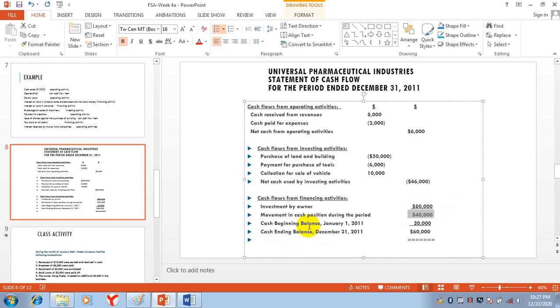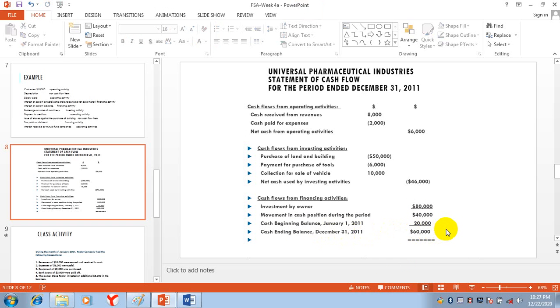Now cash beginning balance, January 1, 2011. At the start of the year, our cash balance was 20,000. So what will be our total balance of cash? 40,000 plus 20,000. So we got 60,000 as cash ending balance on December 31, 2011. So this is all about the cash flow statement.